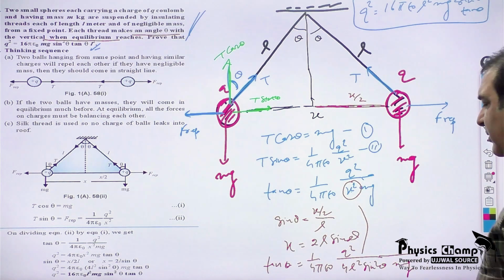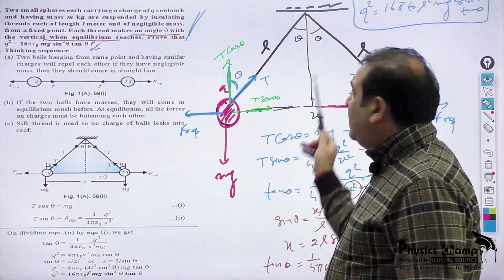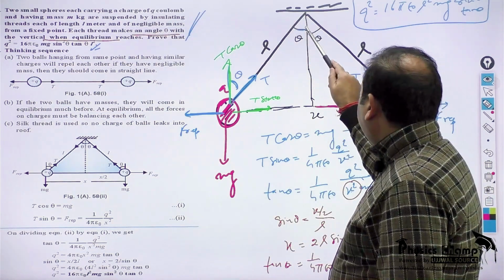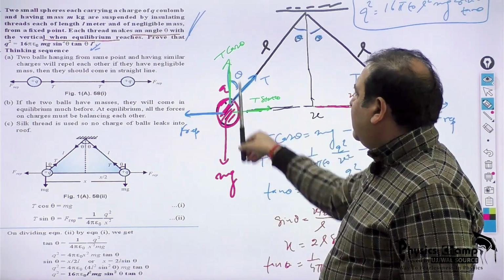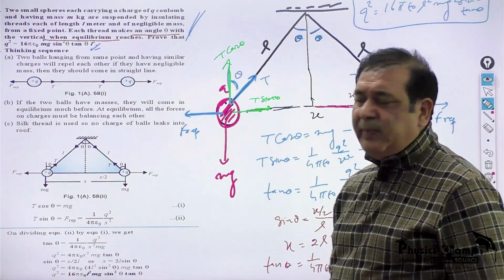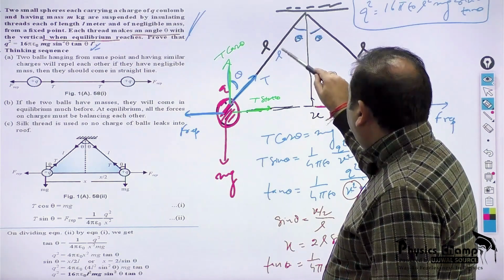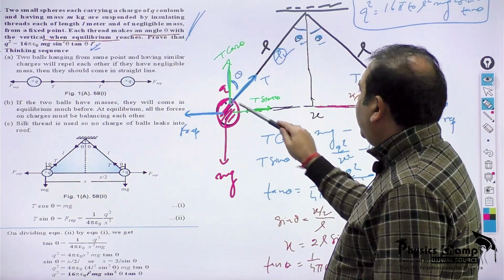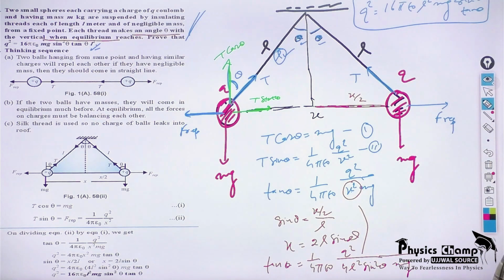So I hope the concept is clear that in this situation the balls are going to stop somewhere, instead of becoming horizontal or just remaining vertical, making an angle theta with the vertical. The two components, T cos theta will balance the weight and T sin theta will balance the force of repulsion. And as in this question, we were provided L, theta, q and m as variables, we can get q square in terms of all of them. So this is question number 9.